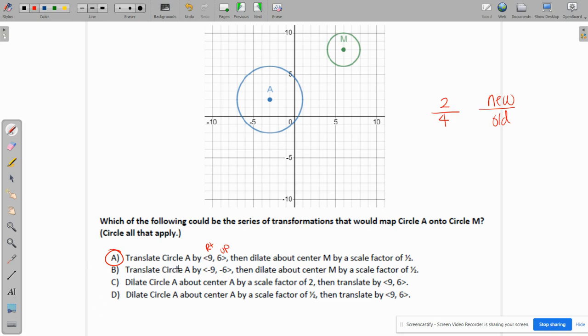Part B, translate the circle -9, -6. Well, if we're going from A to M, then that means that we'd go left 9 and down 6, but that's not going to work to go from A to M. So B isn't going to work.